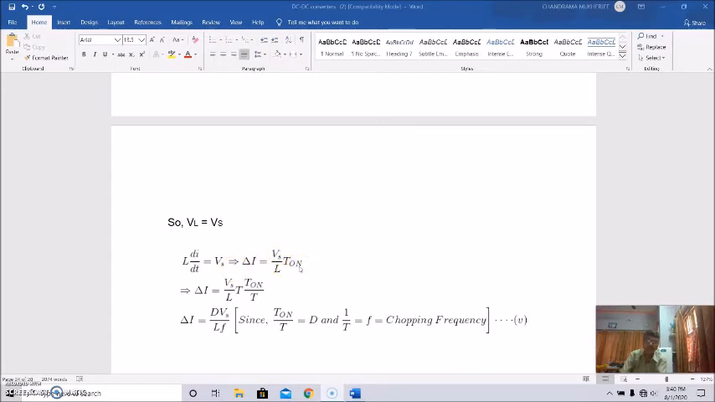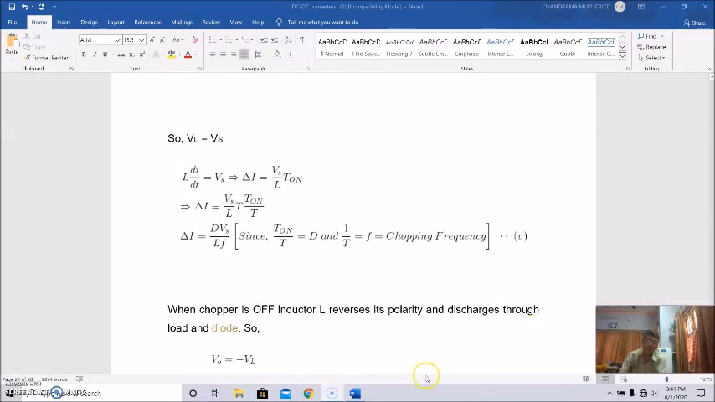Okay, so we can rearrange it like this: Vs by L, multiplying both numerator and denominator by T, the chopping period. In that case this will be D, and the equation will be D Vs T by L, and T equal to 1 by F, so we put it here. F is the chopping frequency, so actually it will be D Vs by L F. Let's call this equation 5.